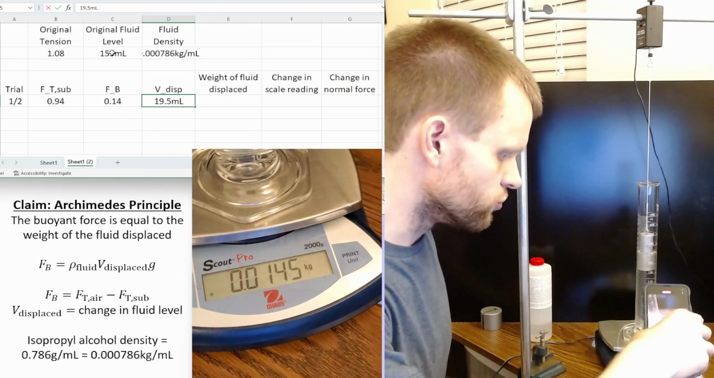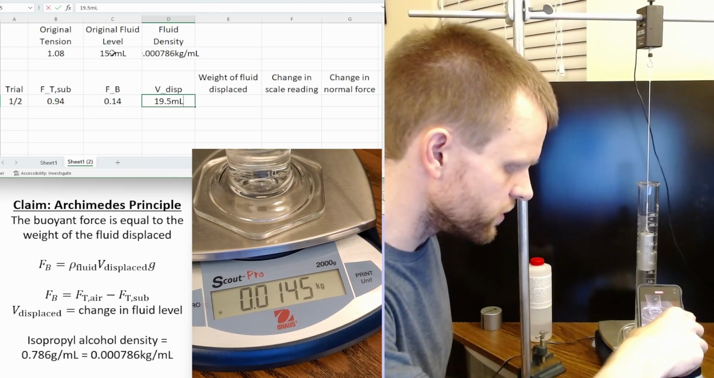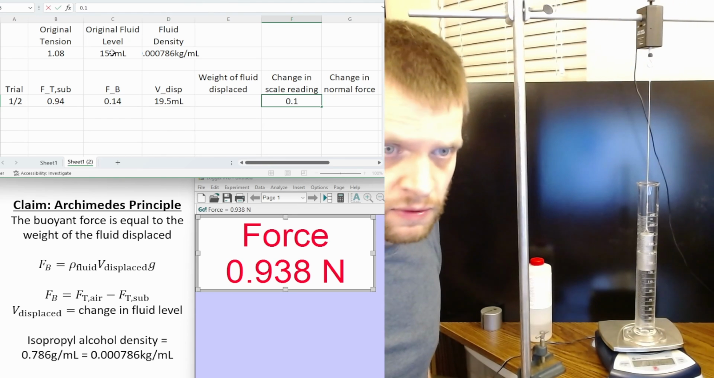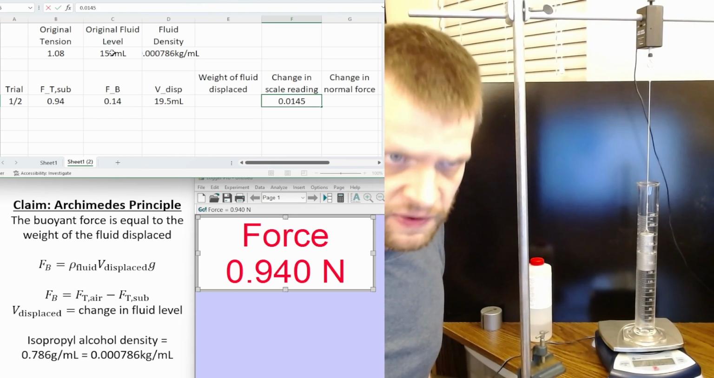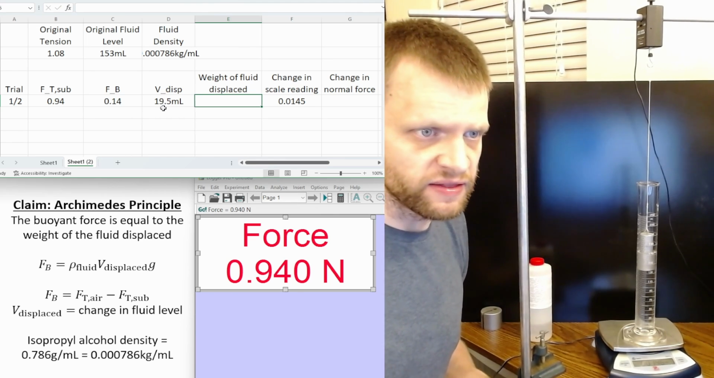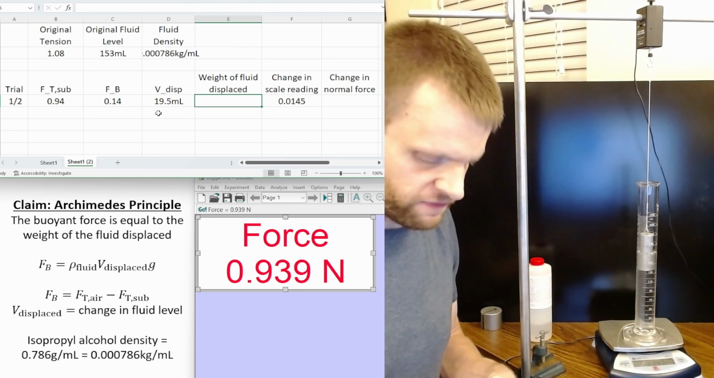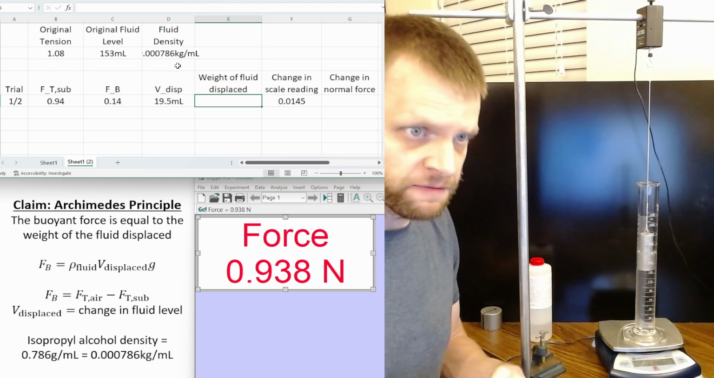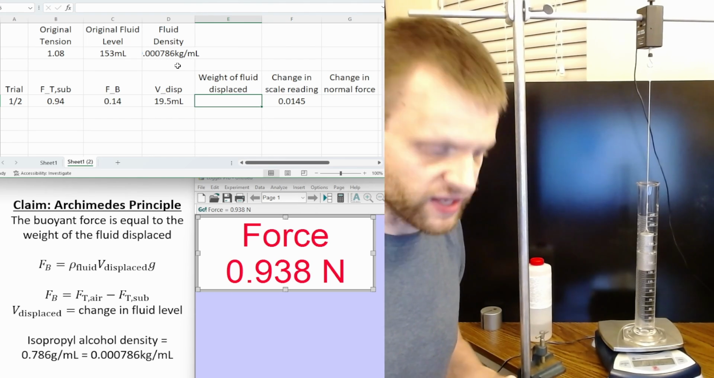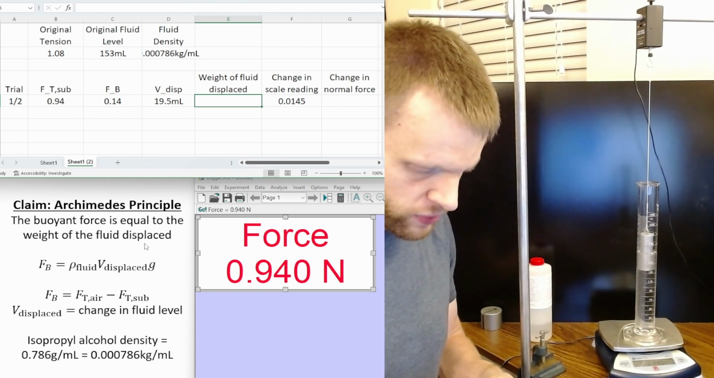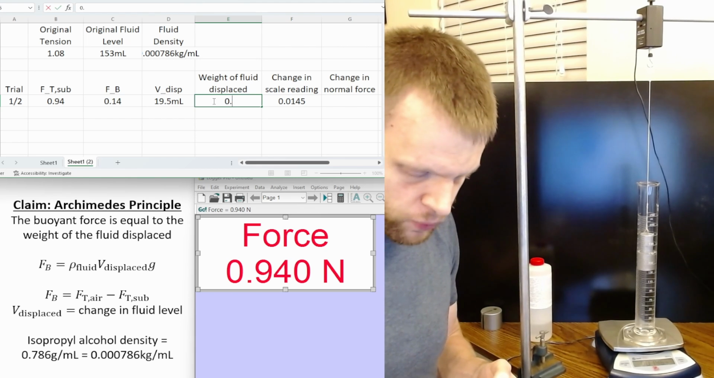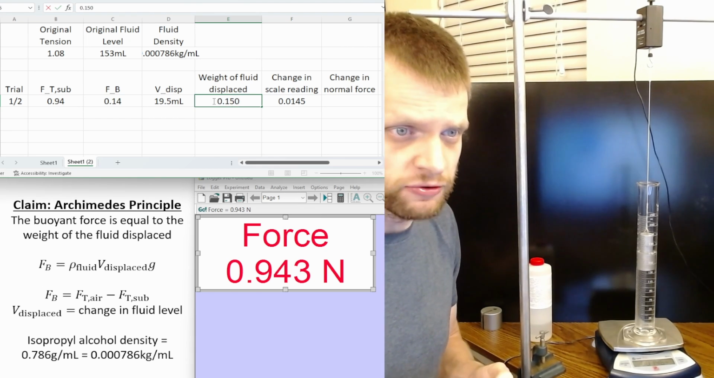And our scale reading is 0.0145. Okay, so for the weight of the fluid displaced, we need this volume displaced, the 19.5 milliliters, times our density of 0.000786, and then multiply that by little g, 9.8, and I get 1.50 newtons.